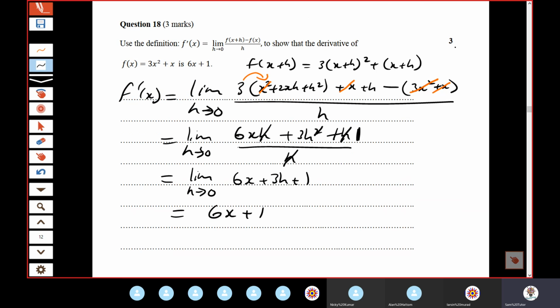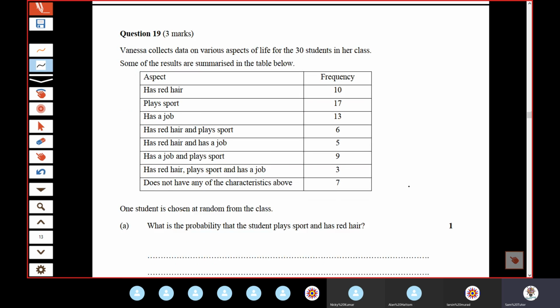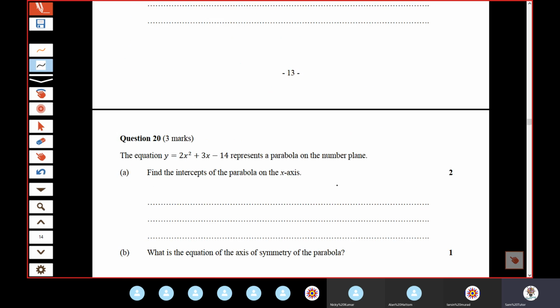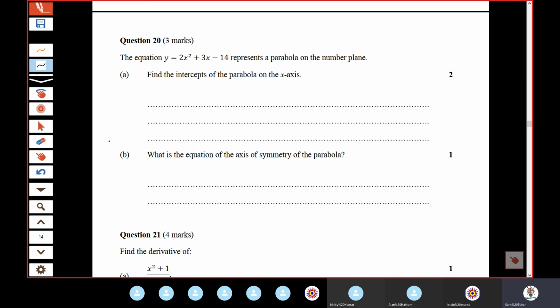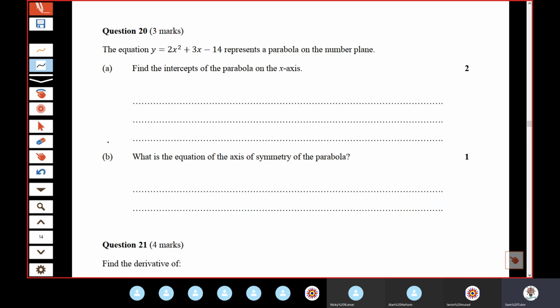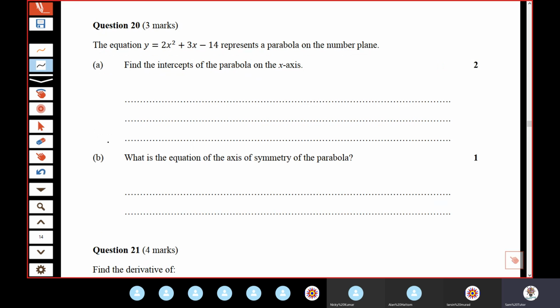Okay, so 3 marks. Let's do another one. Find the intercepts of the parabola on the x-axis, and then what is the equation of the axis of symmetry? Try that.